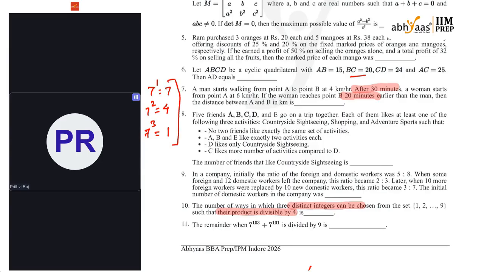7, 4, 1, 7, 4, 1, 7, 4, 1. So I have to count that, and I'll get 11 as the answer, but 11 can also be divided by 9, and again 2 will be my remainder.